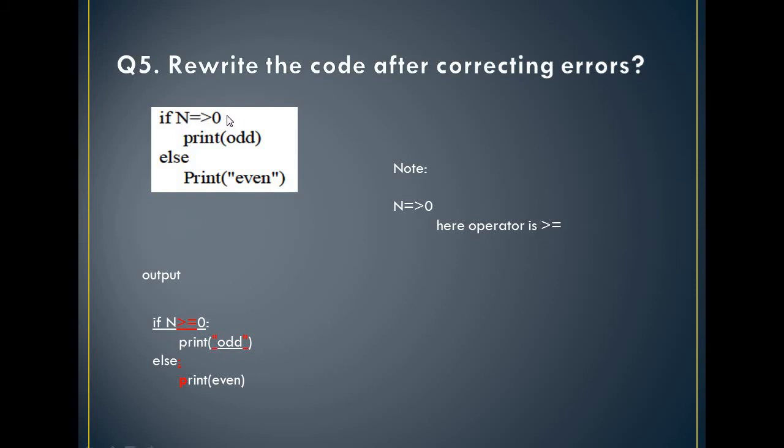After the if statement we have to put a colon. Then here print odd. If you are printing odd we have to put double quotes. Next, again in else, after else we put a colon. And in the print statement, P is capital, so it is changed to a small letter. So these are the errors in this program.